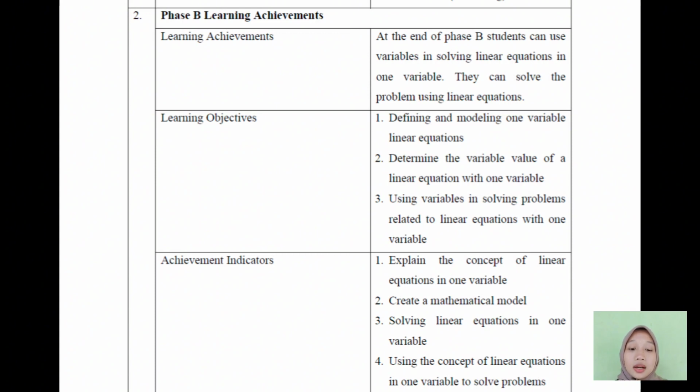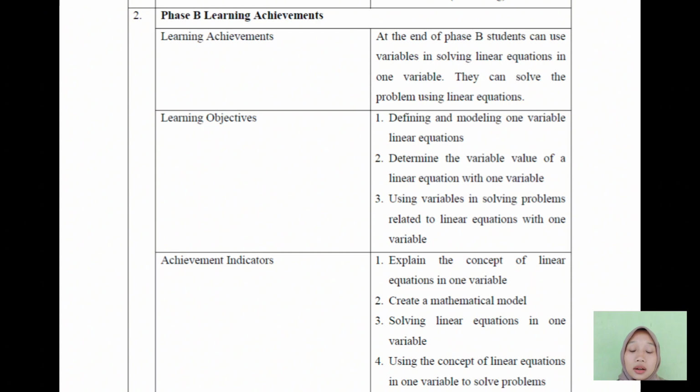Next, the learning objectives. Number 1, defining and modeling one variable linear equation. Number 2, determine the variable value of a linear equation in one variable. And the last, using variables in solving problems related to linear equation with one variable.